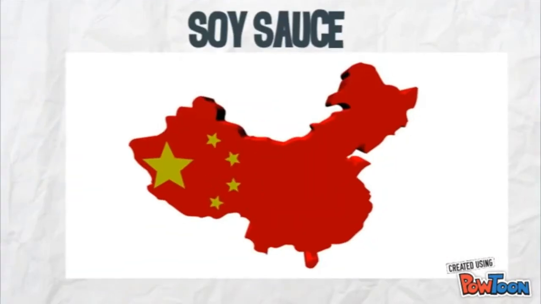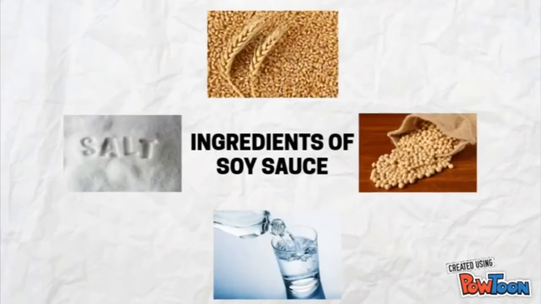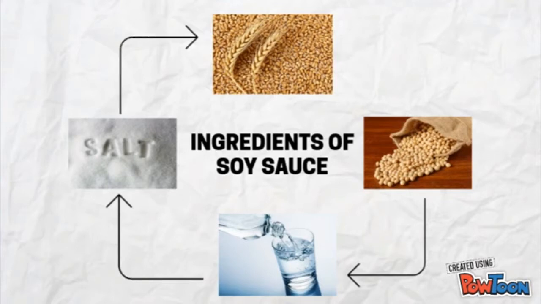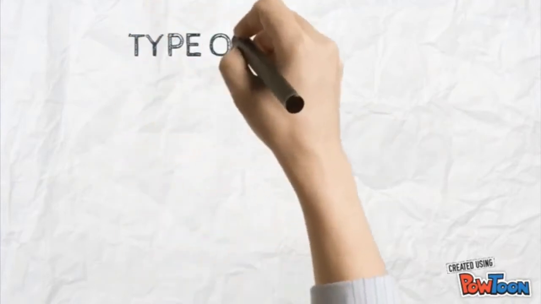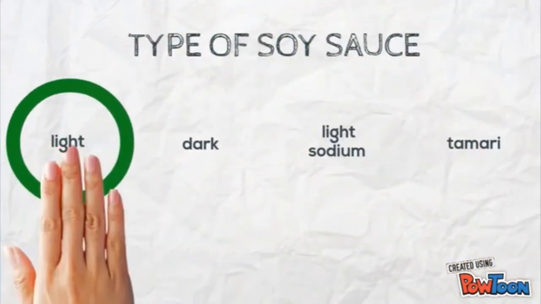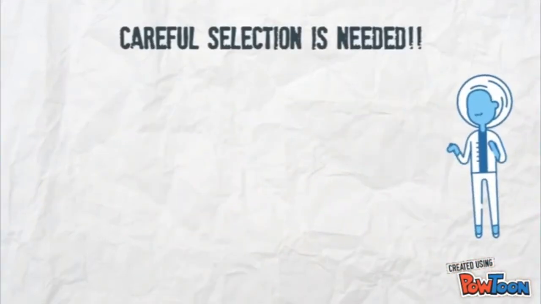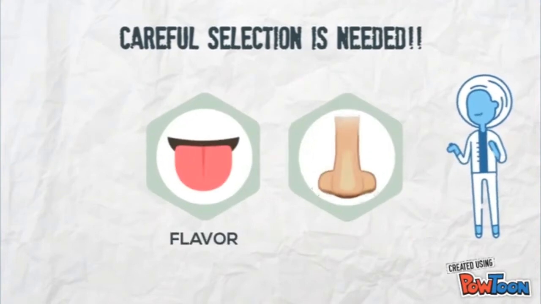For centuries, people have sought more efficient ways for food preservation. In ancient China, preserved foods and their seasoning were referred to as jiang, perhaps the origin of soy sauce. The ingredients of soy sauce are soya bean, water, salt, and wheat. The four types of soy sauce in industry are light, low sodium, tamari, and dark. Careful selection is needed to enhance flavor and aroma.